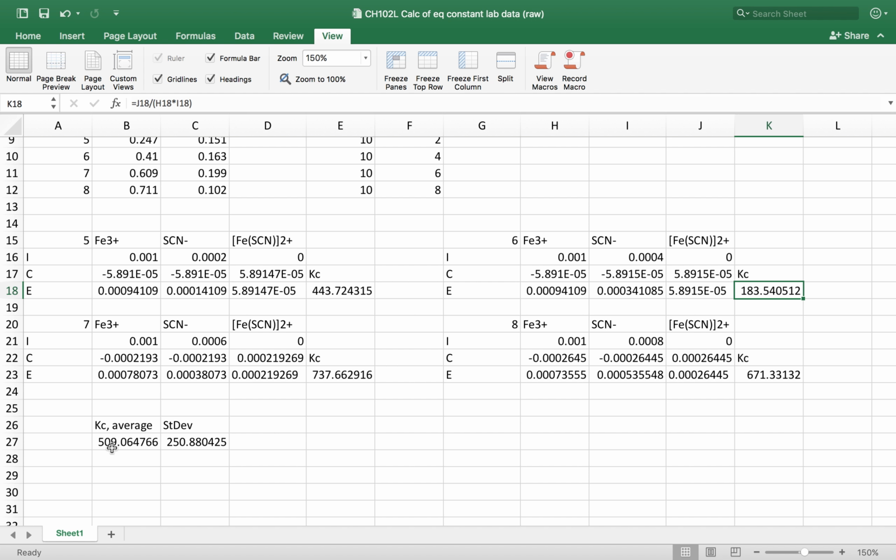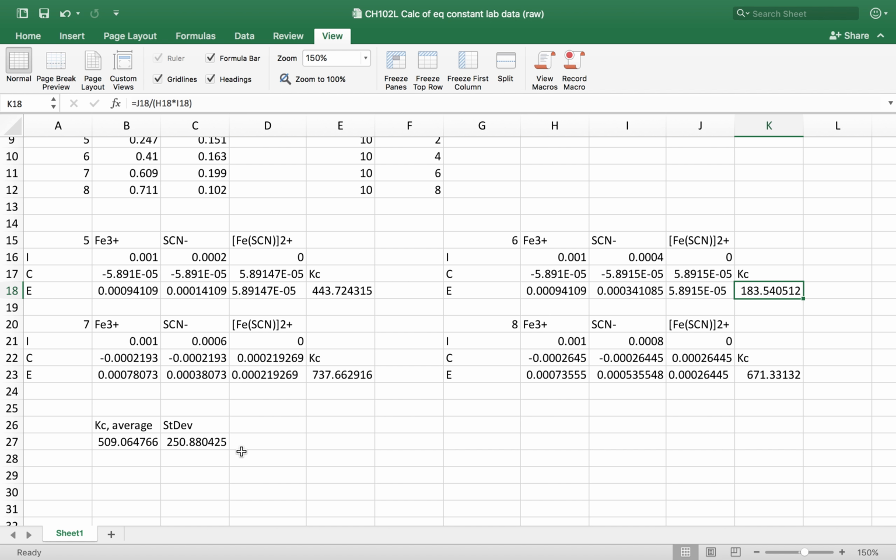If we look at the average, 509, and the standard deviation, 250, well, this is really 500 plus or minus 250, something like that. Which is not great, certainly is not great, but it's not terrible for the kind of cheap instrumentation that we had and the quickness and ease with which we were able to set this experiment up and perform it.